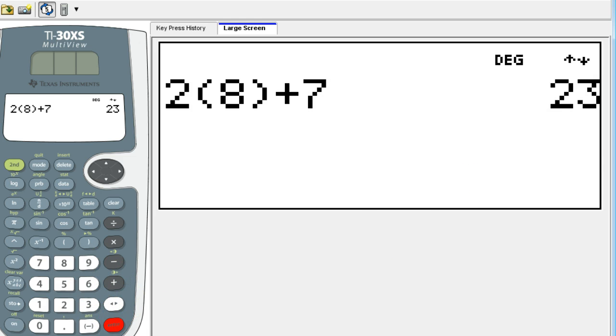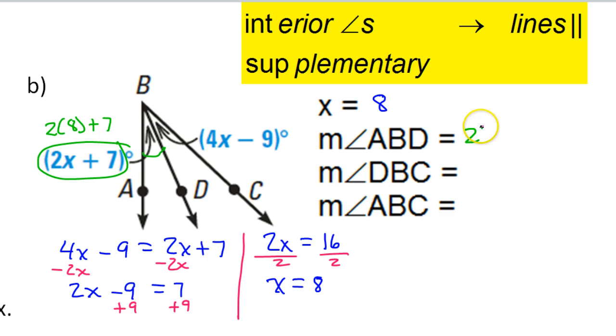So that's 23. Angle DBC is going to be the same thing. And angle ABC is going to be the sum of these. So that'll be 46 degrees.